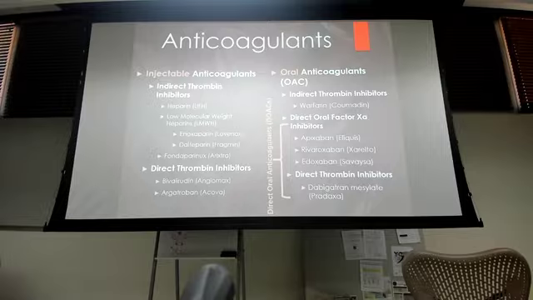Obviously, there are some injectables that patients can use at home for anticoagulation, but when we talk about heparin, a lot of times we're thinking more of the hospital side of the house. And just remember, when we say anticoagulants, that's not disrupting clots. That's not the fibrinolytics or the thrombolytics, the clot busters.